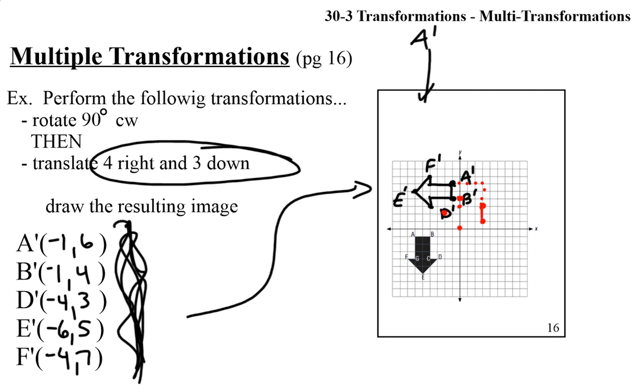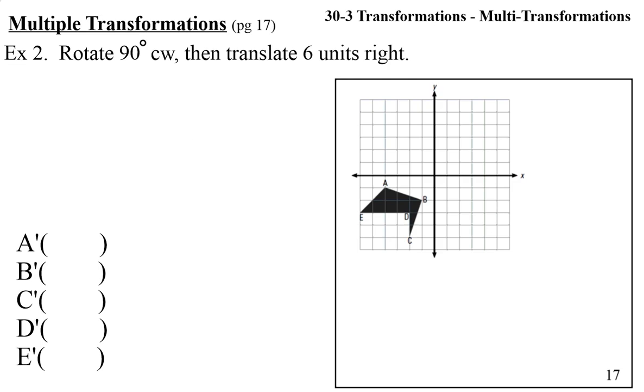So we end up with that same arrow. And there's the same thing, but on your page. Jotting down the rotations, the trick. So let's take a look. The next one, we want to rotate on the next page. We're on page 17 now. We want to rotate 90 degrees clockwise and then translate 6 units right.